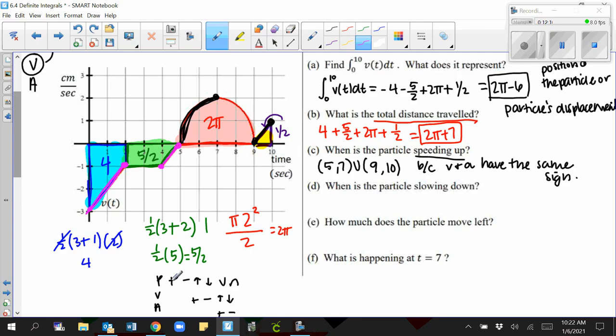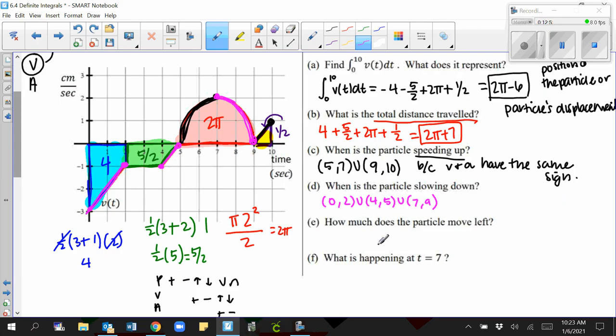And then it's also going to be where my velocity is positive, but my acceleration is negative, so the velocity is decreasing. So it's also going to be this other part of the semicircle right here. So we've got those 3 pink intervals. So it's going to be from 0 to 2, then from 4 to 5, and then from 7 to 9, and it would be because they have opposite signs.